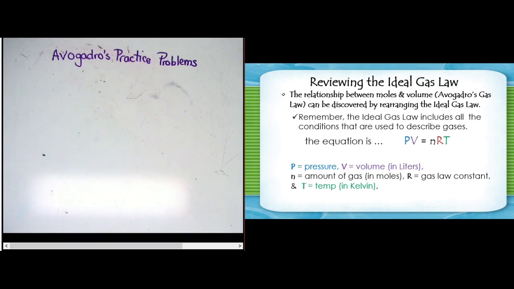Alright, so just reviewing the ideal gas law, we know that every one of the basic laws, Avogadro's included, can be found, the relationship can be found within the ideal gas law. I'm not going to review this anymore because, again, hopefully you understand PV = nRT: pressure times volume equals n, which is number of moles, the gas law constant R, and T is temperature in Kelvin.